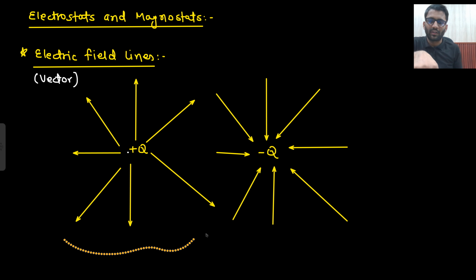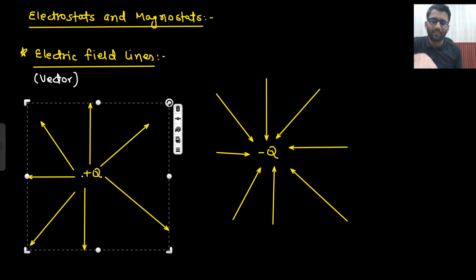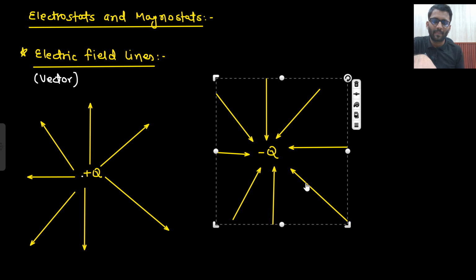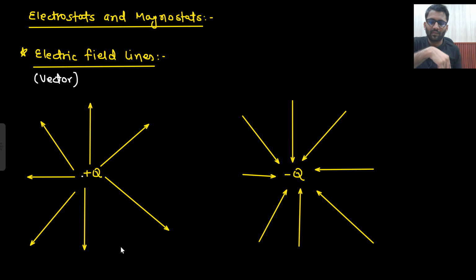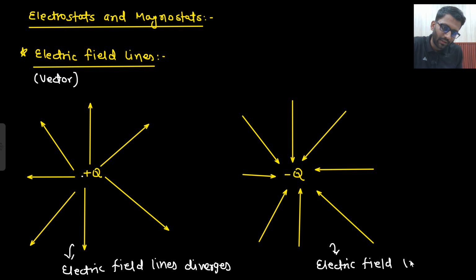Okay, so let me make them separate. Here the electric field lines diverge, and here the electric field lines converge.